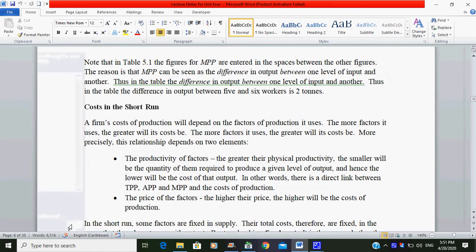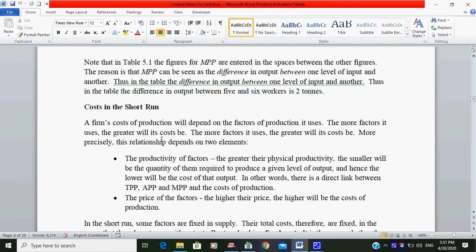So we look at cost in the short run now. A firm's cost of production will depend on the factors of production it uses. The more factors it uses, the greater will its cost be.